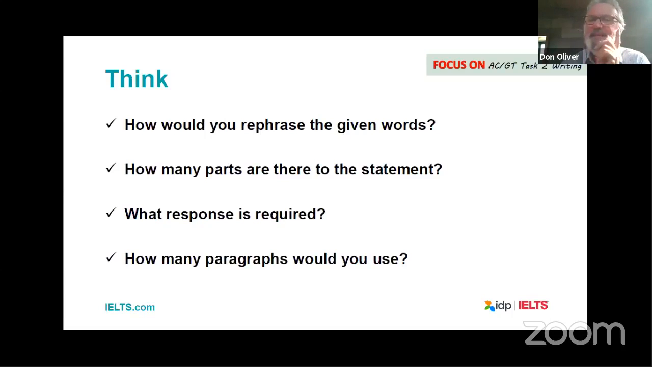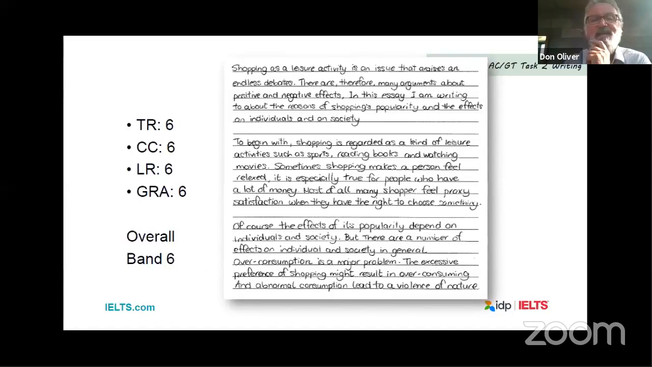Well, this next essay that we see gets a band 6 for all of those criteria, and that means it's quite a good response, but it has quite a few errors. And just to look at some of those errors briefly, you'll see what they are. For example, this person makes a lot of spelling errors. And you'll see there, "shopping as a leisure activity is an issue that erases."